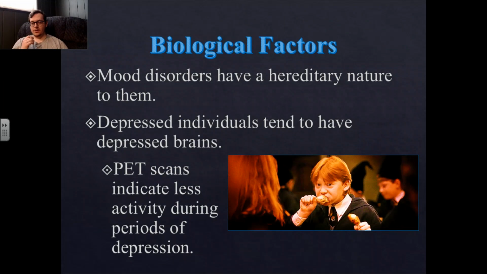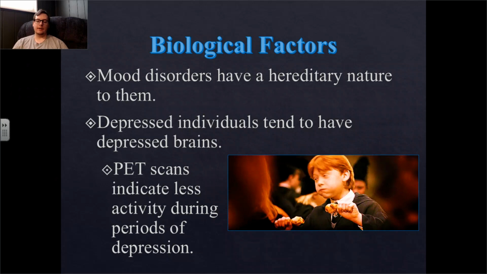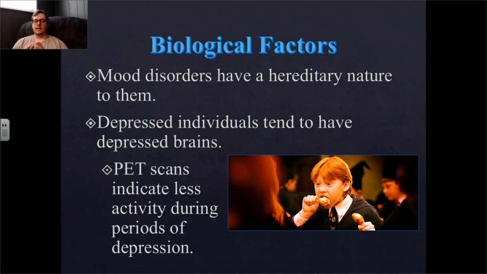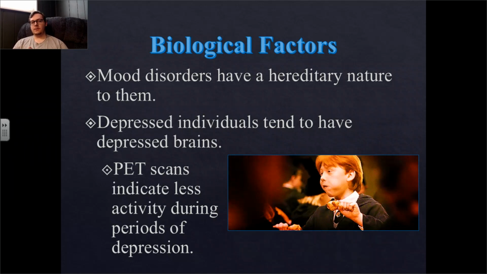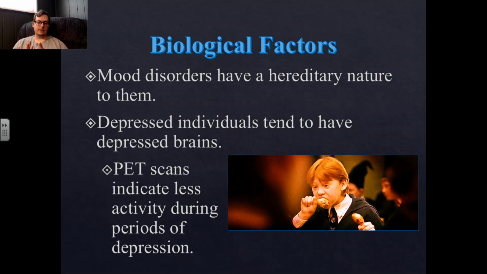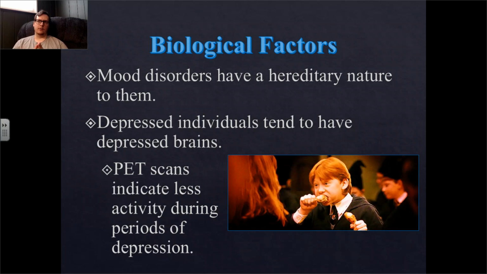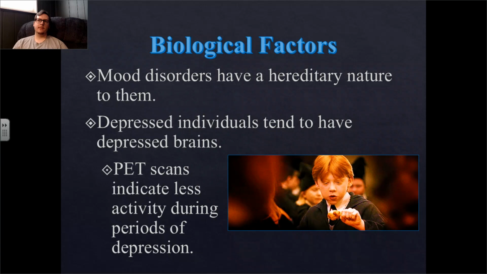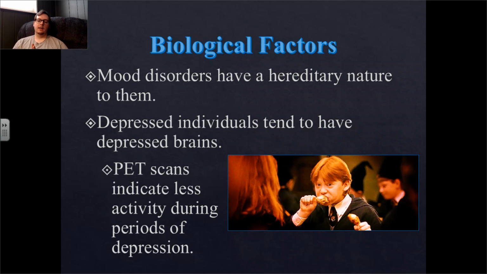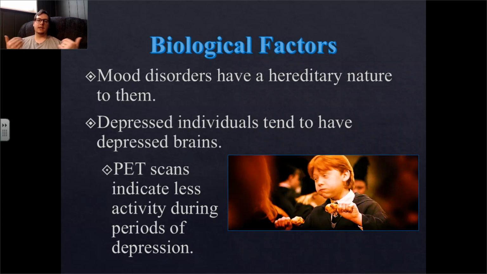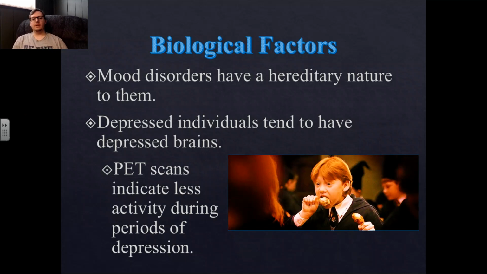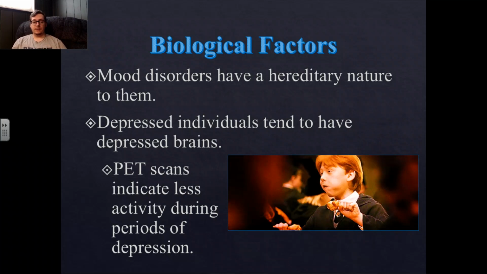So the causes of a mood disorder, biological factors. Mood disorders have a heritability nature to them. Depressed individuals tend to have depressed brains, meaning that they work slower. So when somebody's experienced major depressive disorder, we notice that there is a slower amount of activity in the brain. Not to suggest that they are dumber or anything like that. It just means that even when somebody's just normally depressed, like even a normal, regular person, anybody, the brain works a little bit slower. So what I'm saying is there's actually a physical chemical difference with your brain when you're depressed. Somebody with major depressive disorder, this is going to be more prevalent.